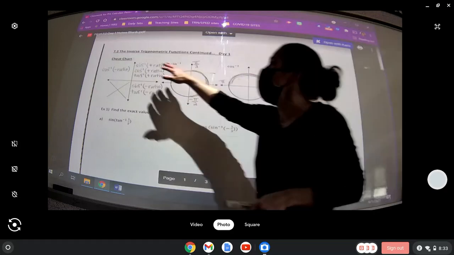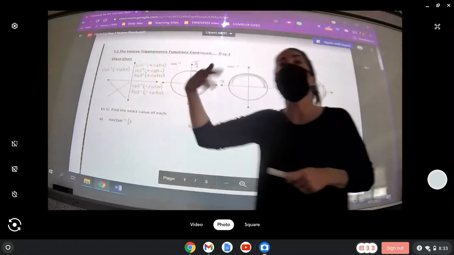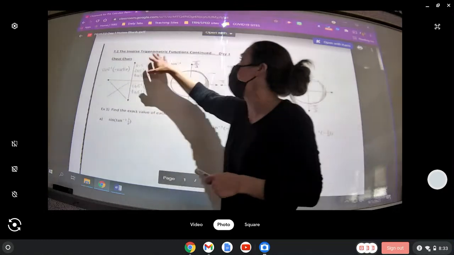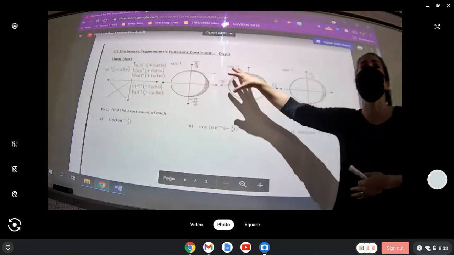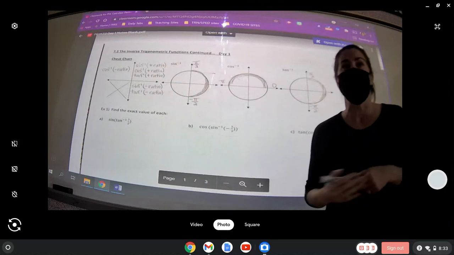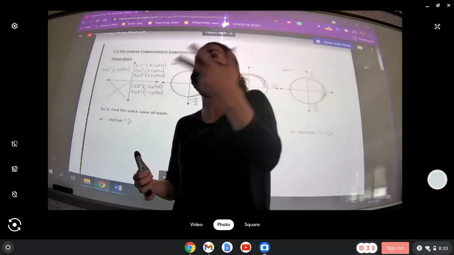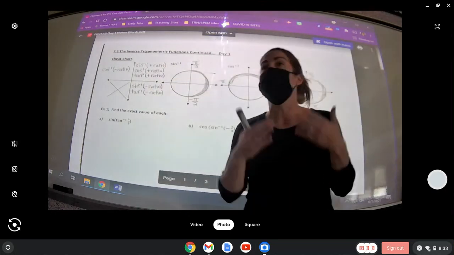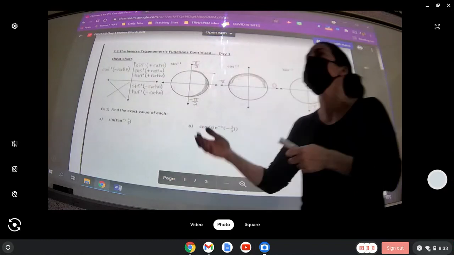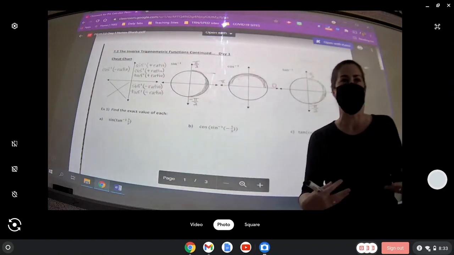All right, so we are moving into the second section, which is still going to be about inverses. This one's going to teach you about the inverse reciprocal trig functions. So each trig function, sine, cosine, and tangent, had a reciprocal trig function, cosecant, secant, and cotangent. Now you have to see how their inverses work.